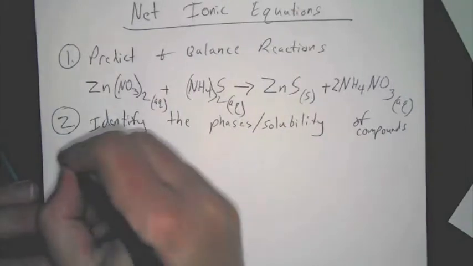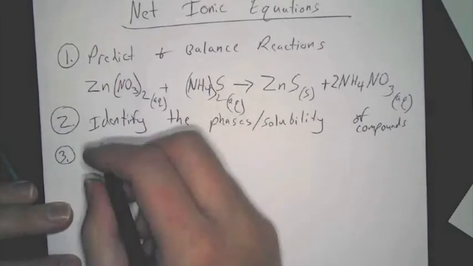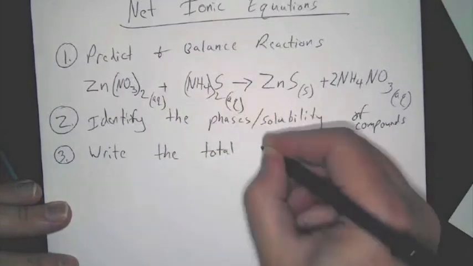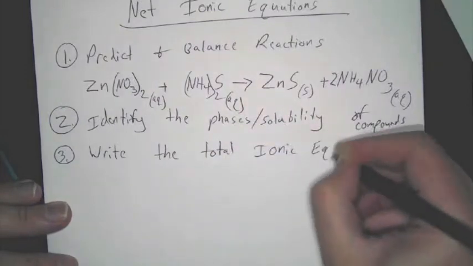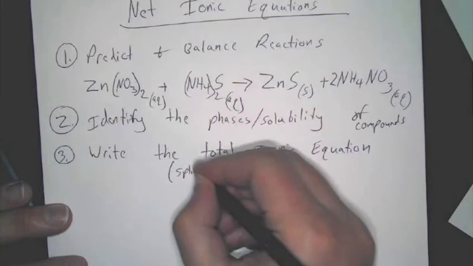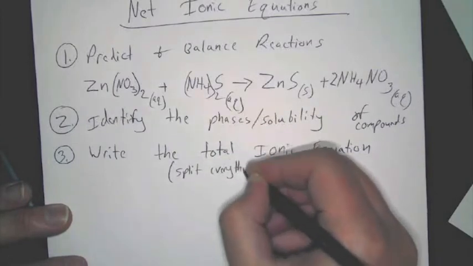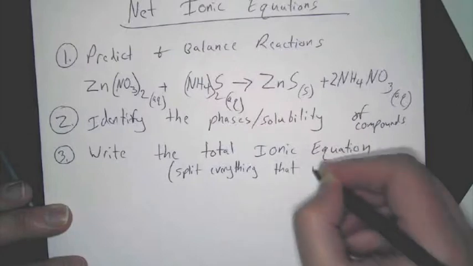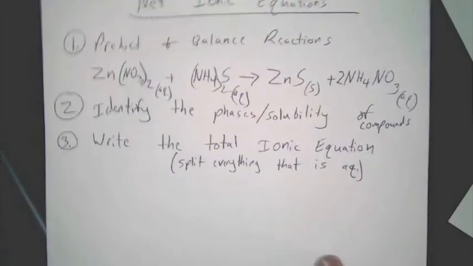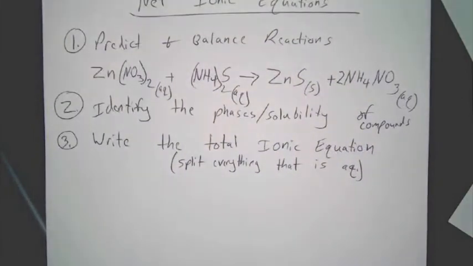The next part is the step that's kind of long and annoying. So you're going to write the total ionic equation. In simple terms, that means you're going to split everything that is aqueous from the equation, just like I was showing you for solubility. Because if it's soluble, that means it will dissociate in solution, which is a fancy term for dissolve.